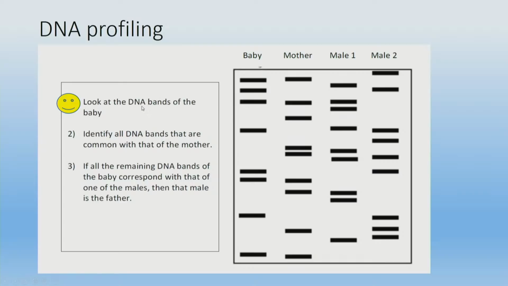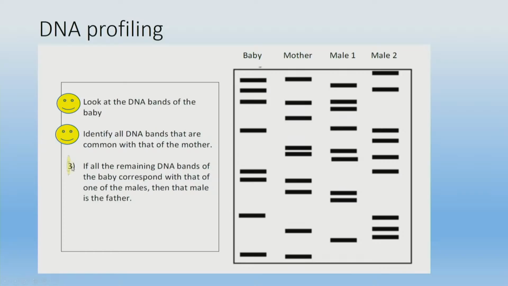And be sensitive when you are writing your exams. Remember now there's a time limit, you are stressed, and then we usually write only the DNA of the baby, and that is totally wrong. Look at the DNA bands of the baby. Identify all the DNA bands that are common with that of the mother. So we're going to look, that one is common to the mother, that one and that one. This one must then be compared to the males.